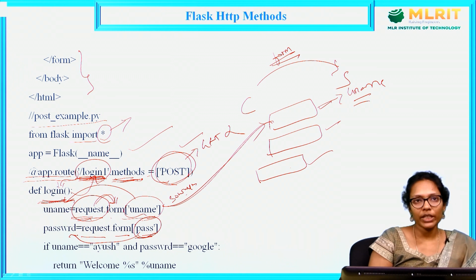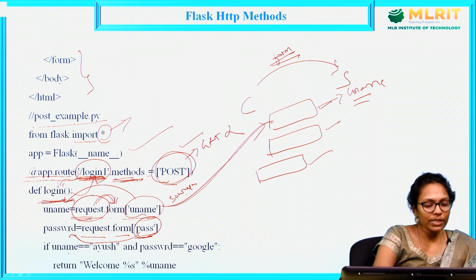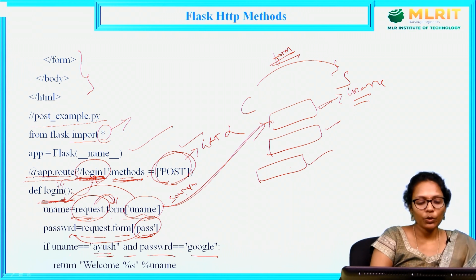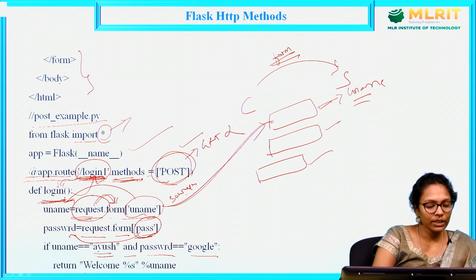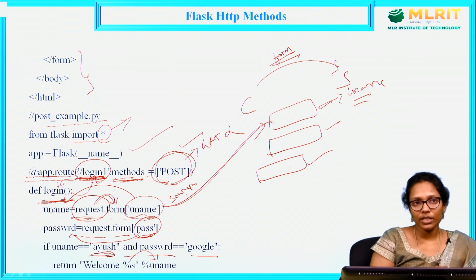So now I am checking these two values with some static values. If uname is equal to Ayush and password is equal to Google. If you enter the username as Ayush and the password as Google, then I am generating a positive message. Return welcome %s. What does this %s indicate here? %uname. What is uname? That is Ayush. What is the message I'll get? Welcome Ayush. If I enter Ayush and Google in these fields, I'll get this message.